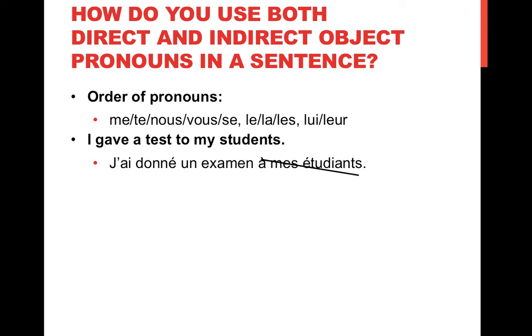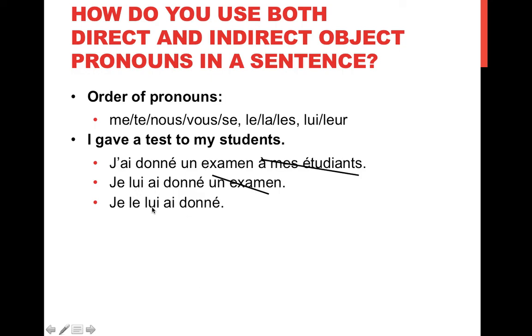So we want to do this one at a time, take our time. First we're going to get rid of the indirect object, mes étudiants. So then our sentence would become je lui ai donné un examen. Except in this case it should be je leur ai donné un examen. Excusez-moi, go ahead and fix that in your notes. And then we're going to get rid of our second one, which is un examen. So then it's je le leur ai donné. I gave it to them.